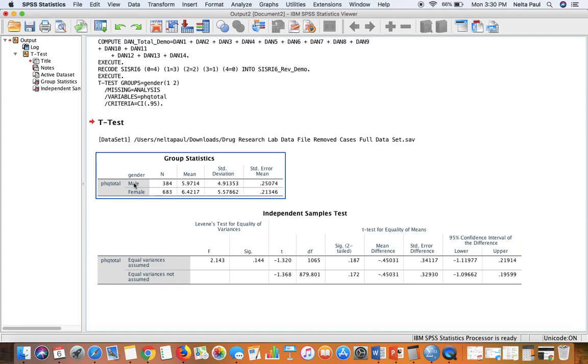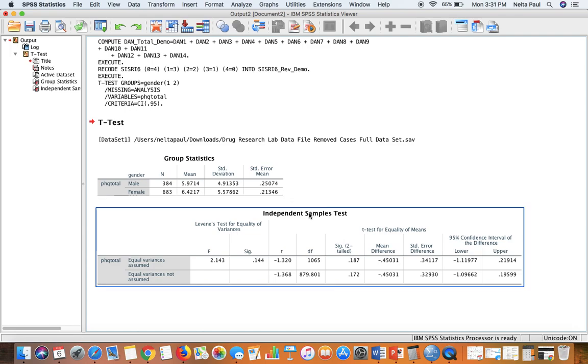But in this sample, we have 384 males, 683 females. Now, as I mentioned in a previous video, the group that we were looking at were psychology students, so it should not shock you that there are more females than males. The mean PHQ total for males was 5.97. The mean PHQ total for females was 6.42, and there are standard deviations. Now, if you eyeball the descriptive statistics, we know that females have higher mean scores for depression. But do we have significant differences in these mean scores?